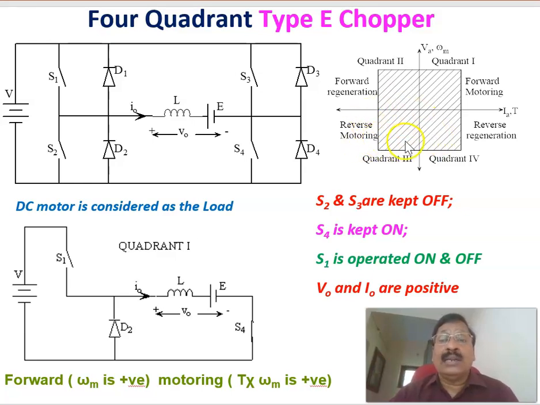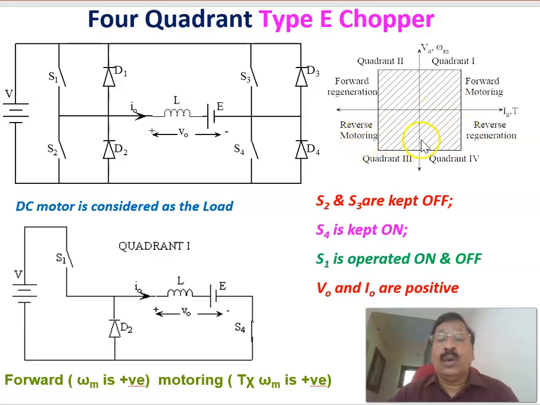In the 3rd quadrant, again this is the torque axis, this is the omega m axis, or this is the current axis, and this is the voltage axis. The product is negative into negative, positive. T into omega positive means it is a motoring action, but omega is negative, which means reverse. That is why the polarity of omega, if positive, is forward, and if negative, is reverse. T into omega positive means motoring action, and if T into omega is negative, it is regeneration. Therefore, in this case, since omega is negative, reverse, and T into omega is positive, it is motoring. It is called reverse motoring.